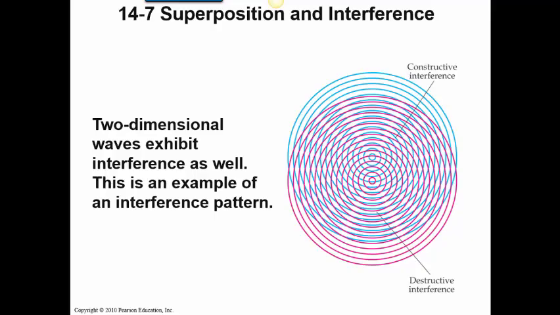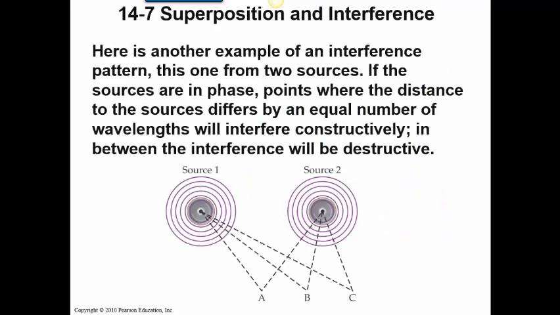Two-dimensional waves exhibit interference as well. This is an example of an interference pattern. Here is another example of an interference pattern, this one from two sources. If the sources are in phase, points where the distance to the sources differs by an equal number of wavelengths will interfere constructively. In between, the interference will be destructive. This is why there is sometimes a dead zone between two radio towers that has very little or very poor reception.